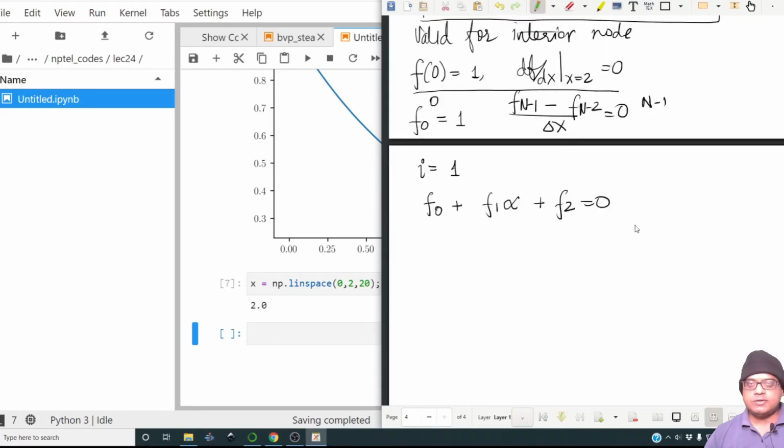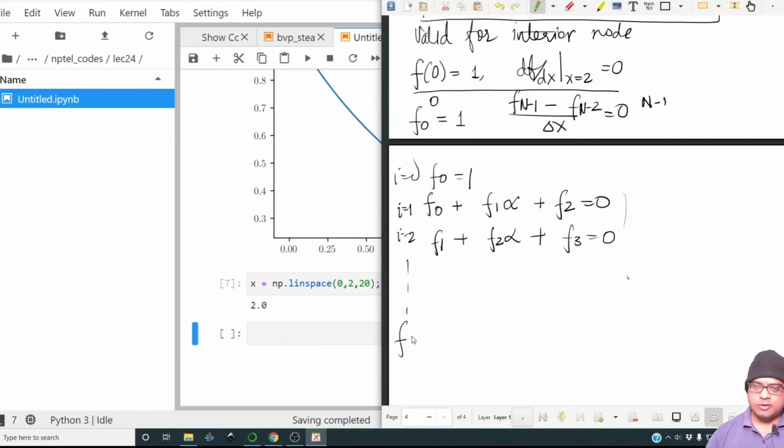Now what I can do is write it for i equal to 2, 3 and so on. So this is for i equal to 1; for i equal to 2, I will have f1 plus f2 alpha plus f3 equal to 0 and so on. For i equal to 0, obviously I have f0 equal to 1, and for i equal to n minus 1, I have f(n-1) minus f(n-2) equal to 0, because delta x can go on the right hand side and it will be obviously 0.